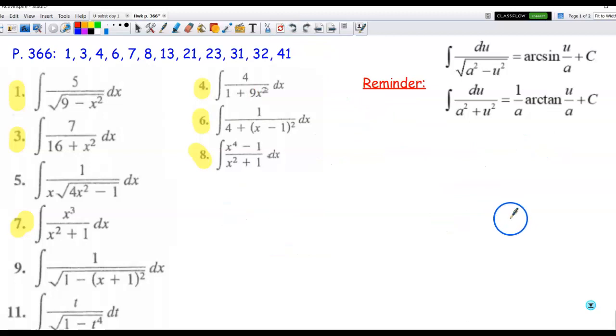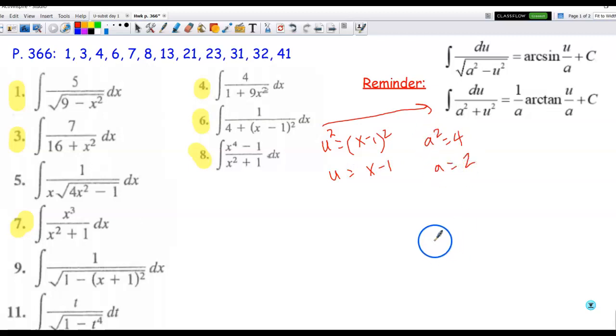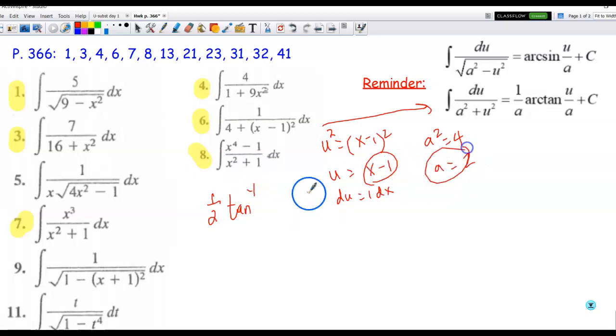Number 6. In problem number 6, I don't see a square root, but I see squares. I'm thinking inverse tangent again. In this case, u squared is equal to x minus 1 squared. U is equal to x minus 1, a squared is equal to 4, and a is equal to 2. The derivative here is 1, so we're good to go on that. Don't need any compensations, so I will have 1 over a, so that's 1/2, because we're looking at inverse tangent. 1 over a, and then I'm going to do u over a, so I have x minus 1 over 2. Don't forget the c. Problem number 6.